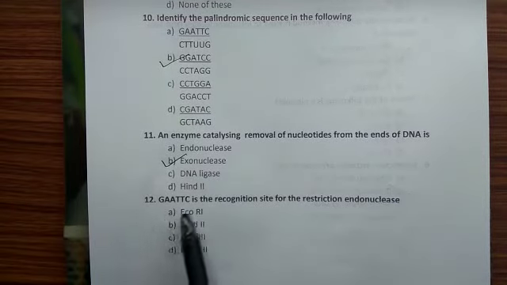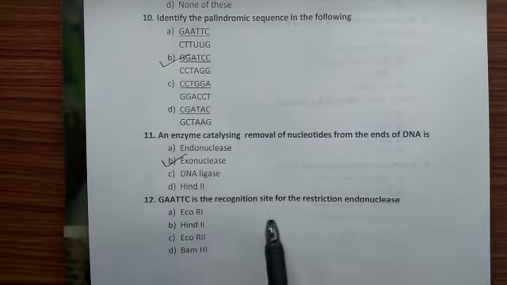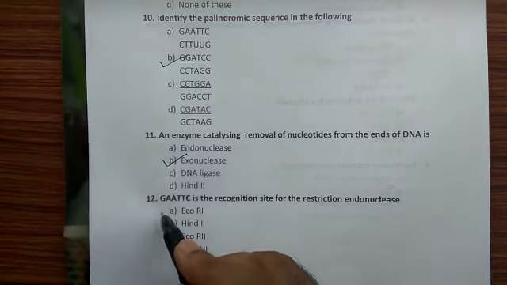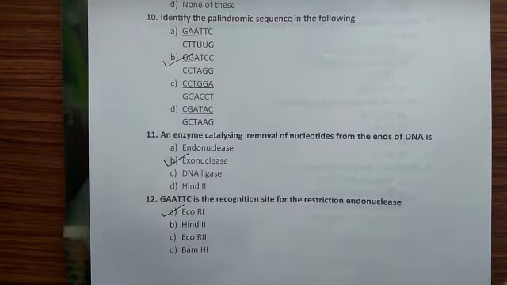GAATTC, actually these are the nitrogen bases, guanine, adenine, thymine, cytosine, is the recognition site for the restriction endonuclease. EcoRI, Hind II, EcoRII, BamHI. Correct answer is EcoRI, knowledge based.